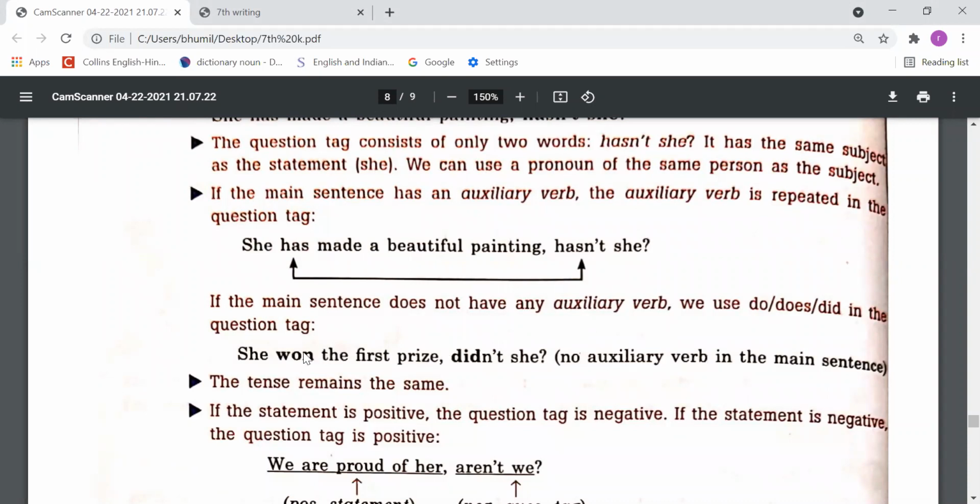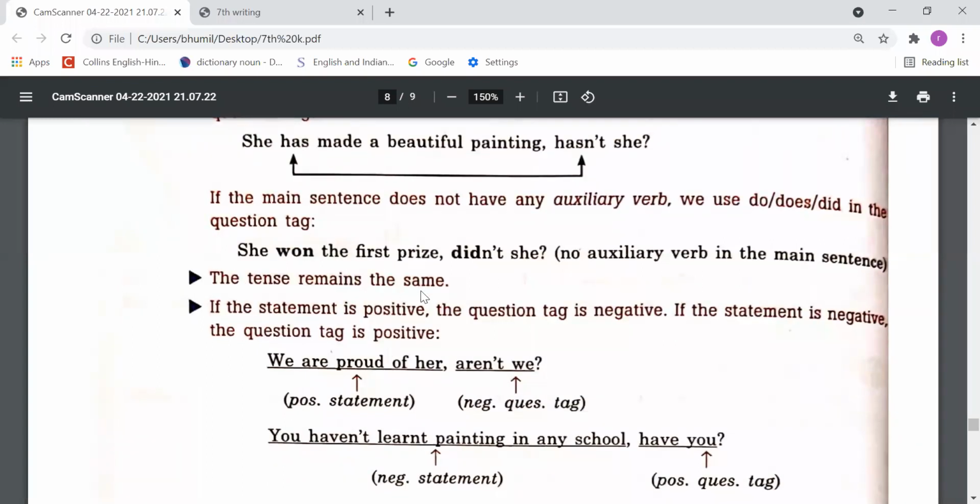If the second form is there, we should use did. See that we have written did here. If the first form is there, that is the singular form, s or es form, we should mention does. And if the root form is there, then we should mention do. If the singular form, like plays and goes, these verbs are there, we should mention does. If the second form is there, we should mention did. Remember this point: the tense remains the same. There is no need to change any tense.